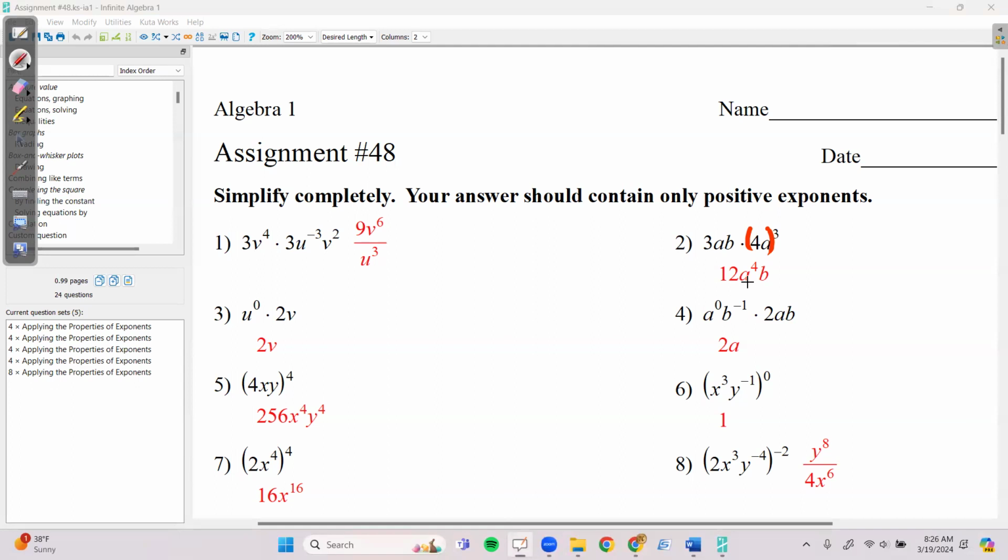2A. It says y to the 8th over 4x to the 6th.